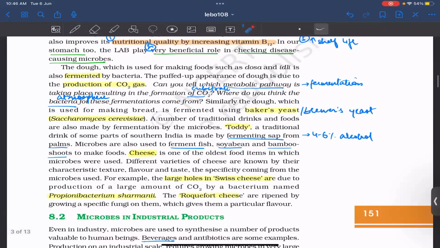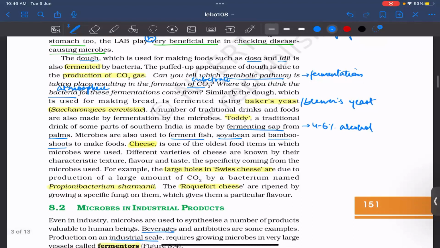Now further we'll discuss some doughs. For example, you must have observed at your home, when dosa or idli is made, the dough is fermented. It is kept overnight and cooked the next morning. What happens actually is the yeast which comes from the atmosphere. Here are a few questions given, like can you tell which is the metabolic process? It is fermentation. From where does the CO2 come? It comes from the substrate.